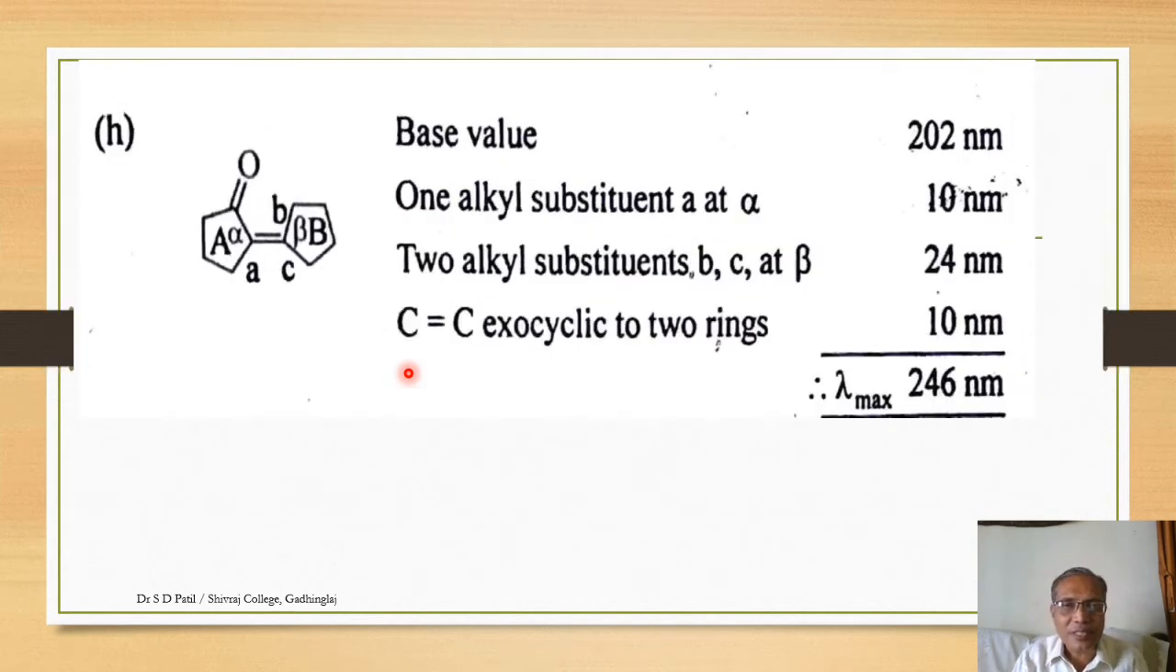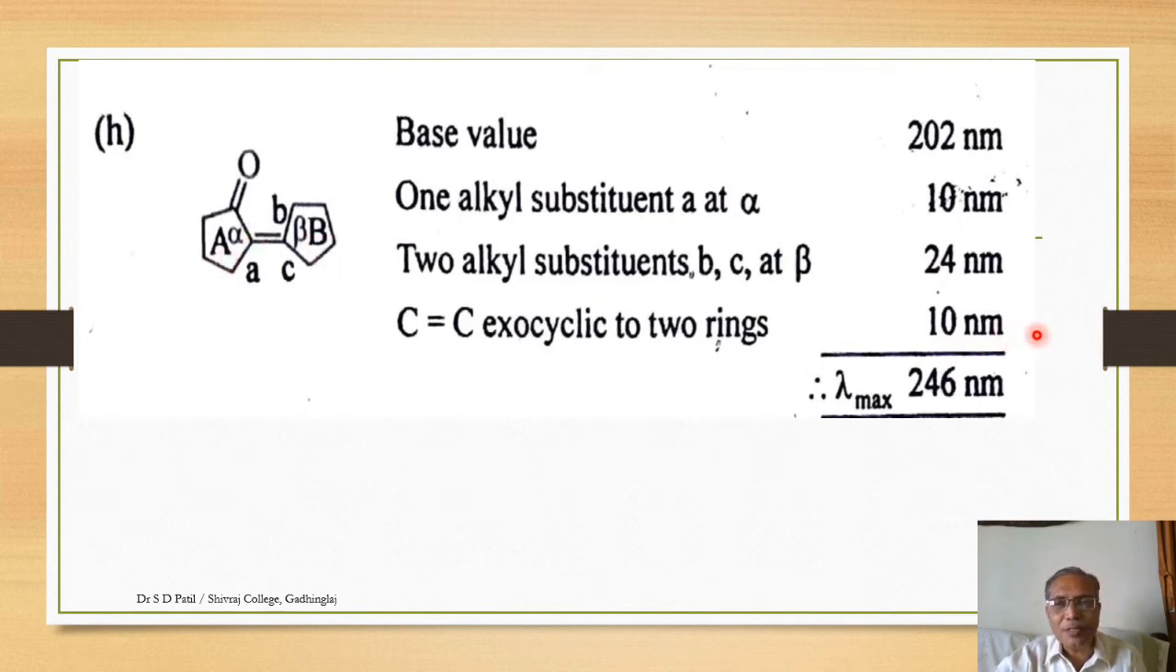Let us consider this case. In this case, the enone is pentacyclic. The base value is 202. Then one alkyl substituent at alpha. This carbonyl group is there, alpha carbon is there. So alkyl substituent A is at alpha position. Two alkyl substituents B and C at beta position. B and C are two substituents at position beta, and the carbon-carbon exocyclic bond which is present is exocyclic to both the rings.